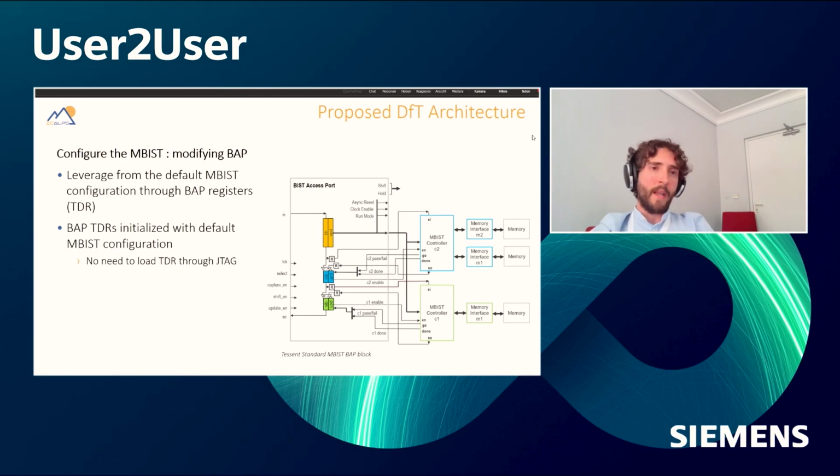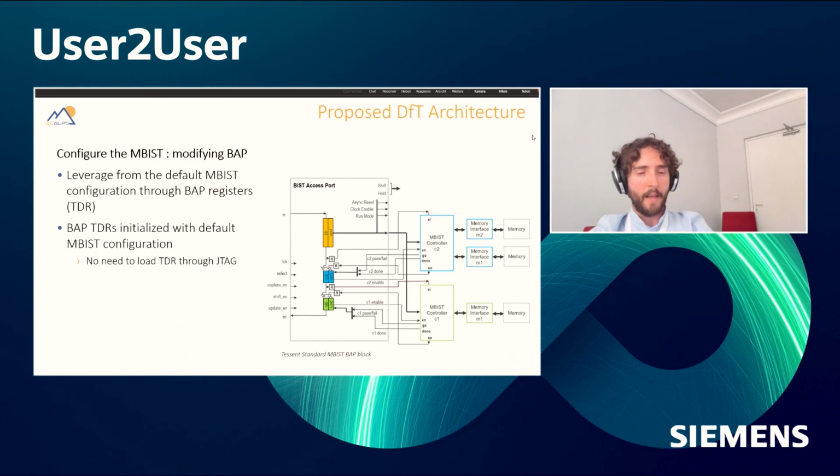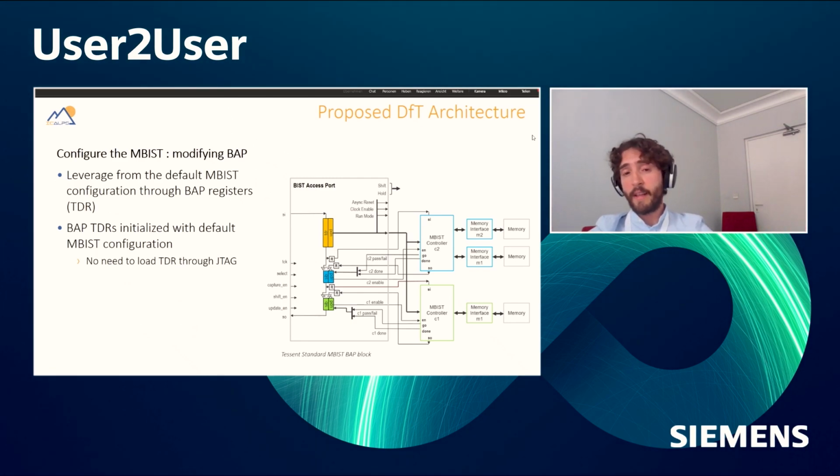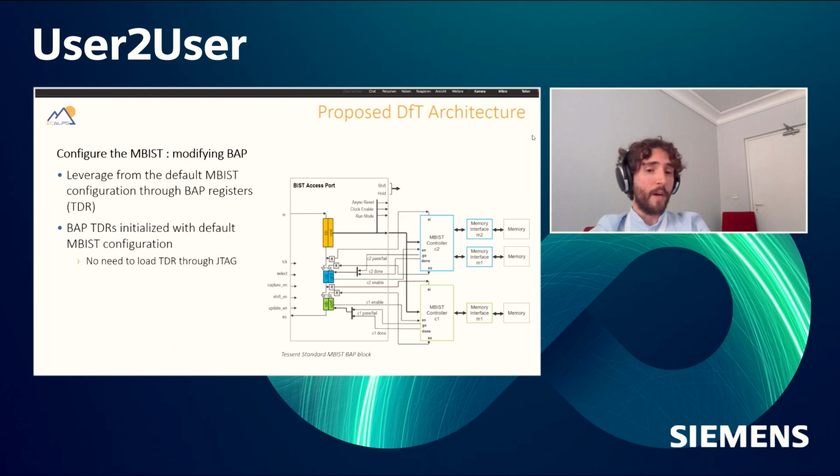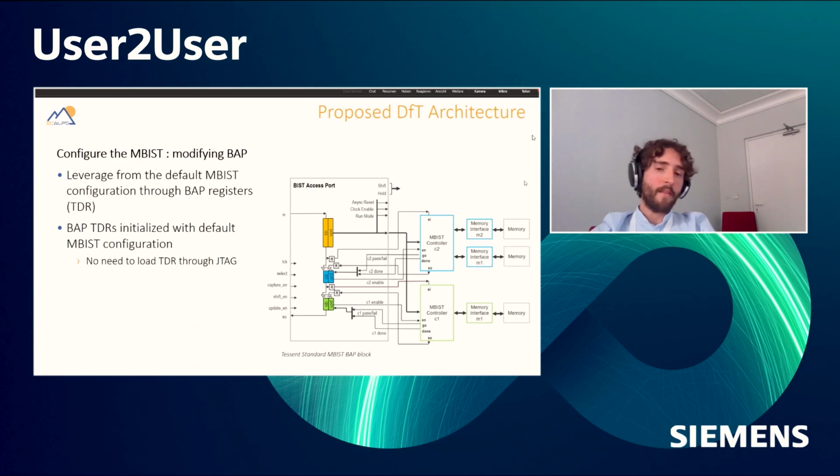So we started thinking maybe we can initialize the MBIST already in a configuration that we can launch directly, without the need to charge the internal registers of the MBIST or the BAP MBIST. So in the end, we don't have to make any interactions at the beginning with a JTAG interface. The idea was to leverage the default MBIST configuration through the BAP registers, the TDR registers, as anyone who usually works with the Tessent MBIST knows.